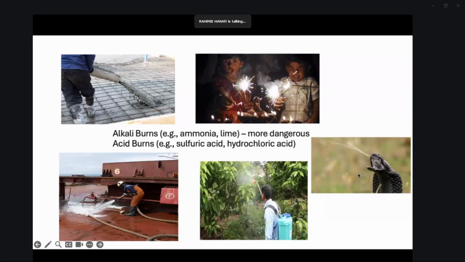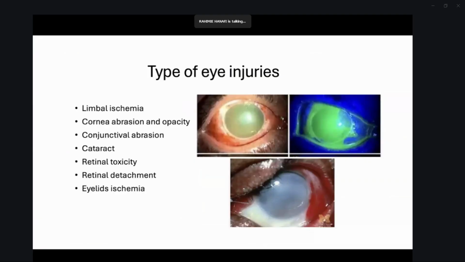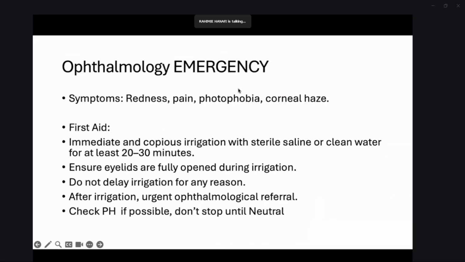Another one is snake venom, which we also consider a chemical injury in which we need to do irrigation. So these are examples of the types of injury that can happen when chemical agents splash into the eye: corneal abrasions, opacity, cataract, limbal ischemia, and if it goes further, it causes retinal detachment and retinal toxicity. So this is considered an ophthalmology emergency.